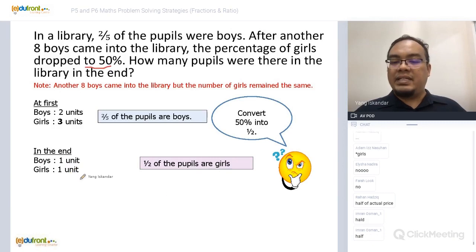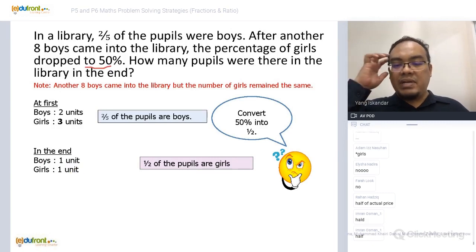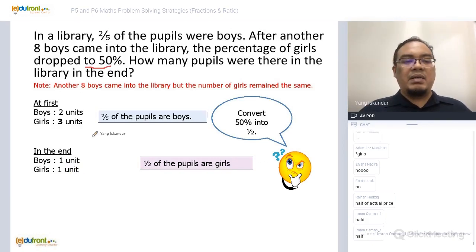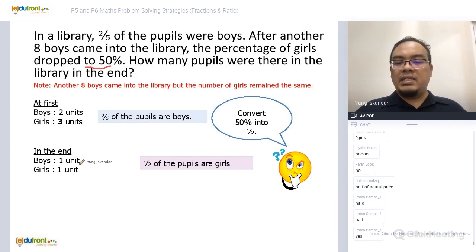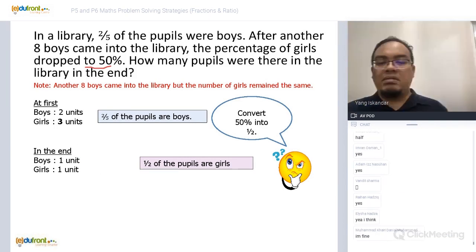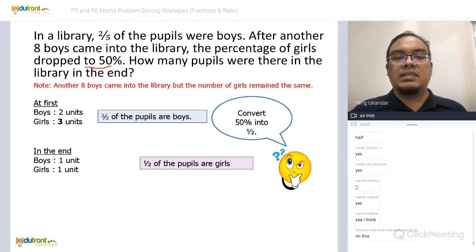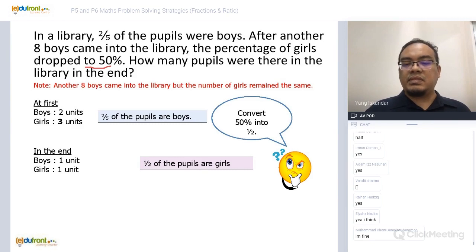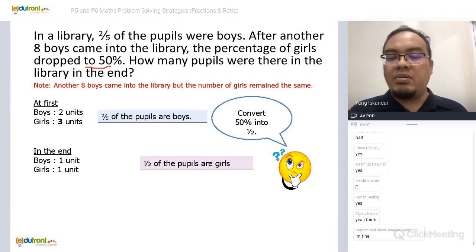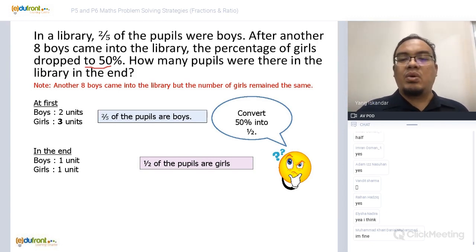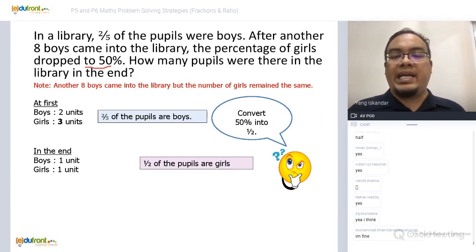All of you understand this one? Imran, understand this one? Boys 1 unit, girls 1 unit? Yes, okay, very good. Okay, now, next. What are we going to do now? Alicia, what is the next step? Class, can you type in the chat function? What is the next step? What should we do next?